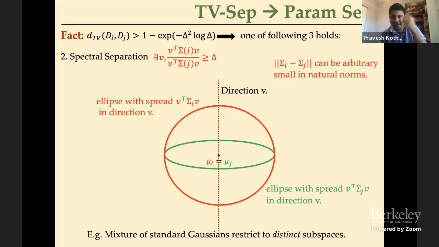Okay. So one very nice example of such mixtures of Gaussians is the subspace clustering problem. Here is what the problem is if you've not heard about it. You are given a mixture of k Gaussians, each of them with mean zero. Each of the covariances is basically a projection matrix onto a distinct subspace. As long as the subspaces are distinct, however close they might be to each other, the pairwise TV separation between them is one. Notice that the parameter separation, any natural norm of the covariance difference, is going to be arbitrarily tiny, and yet they are TV separated by one.